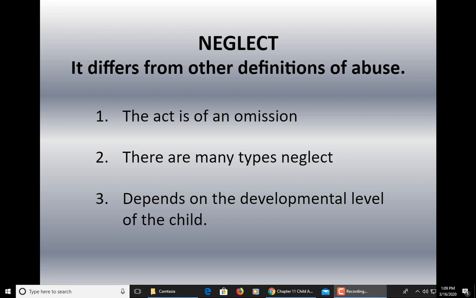Neglect differs from the other categories because it's not what you do, it's what you fail to do. There are different categories of neglect, and neglect also depends on the child's age. For example, you're not going to be charged with supervisory neglect for leaving a 16-year-old alone for a couple hours, but if you left an infant alone for a couple hours, is that neglectful? It seems to me it is. So it depends on the developmental age of the child.